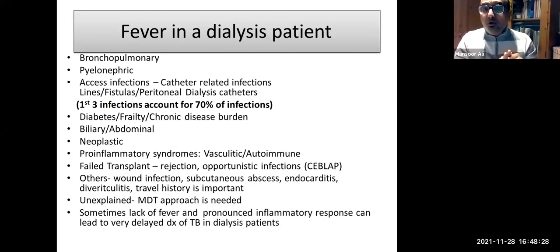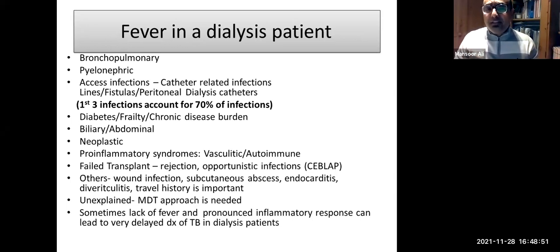And remember that bronchopulmonary chest infection is really common. Don't forget, they're wet. If they have not had good fluid removal on dialysis, a wet chest would lead to chest infections. Pyelonephritis, even if they don't pass urine, stasis could be the cause. Access infections, the first three are the common causes for infections in dialysis patients. And obviously your diabetic complications, frailty, chronic disease burden, biliary and abdominal causes, neoplastic.